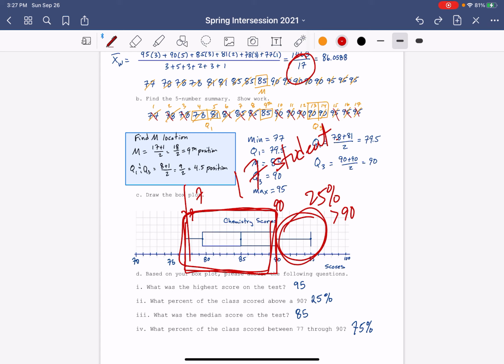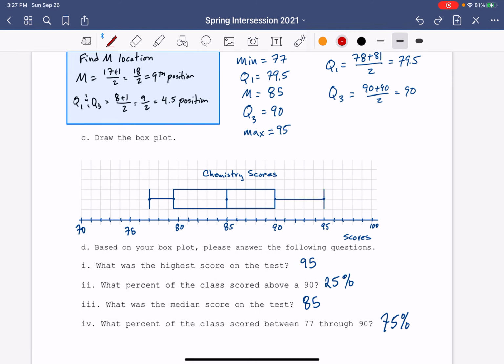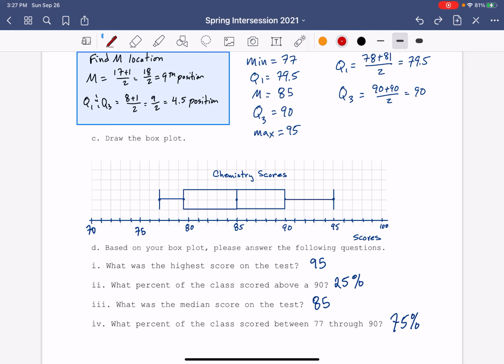Now, of course, the questions could have been different. It could have easily said something to the effect of, what percent of class scored between an 85 and a 90? How many scored there? What percent of students scored there? 25%. Okay. All right, so I think you get the gist.